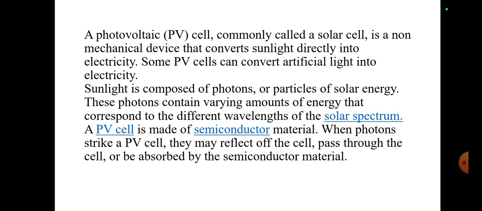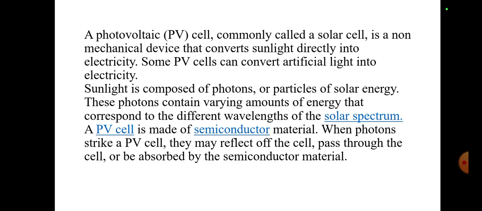A photovoltaic cell, or PV cell, commonly called a solar cell, is a non-mechanical device that converts sunlight directly into electricity. Some PV cells can convert artificial light to electricity. Sunlight is composed of photons, or particles of solar energy. These photons contain varying amounts of energy that correspond to the different wavelengths of the solar spectrum. A PV cell is made of semiconductor material.